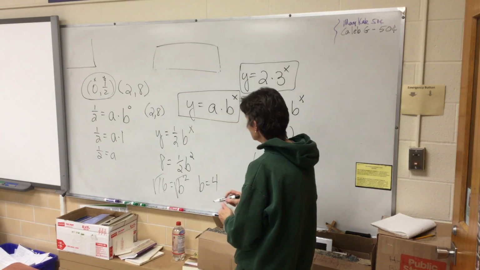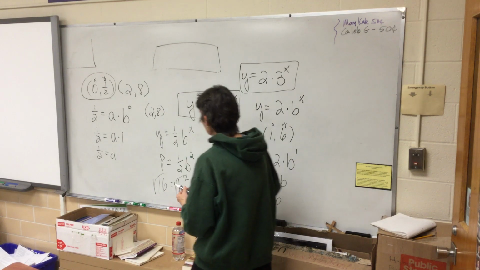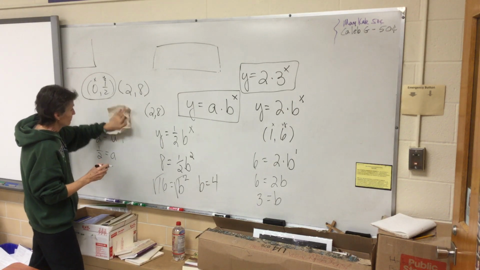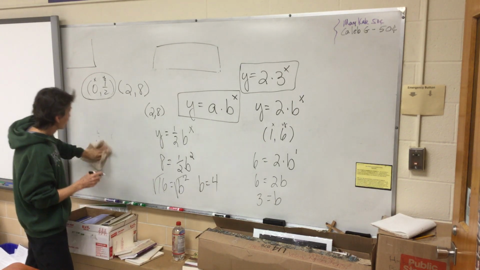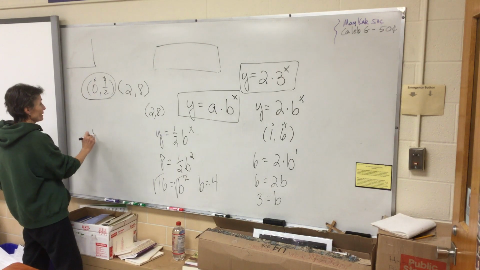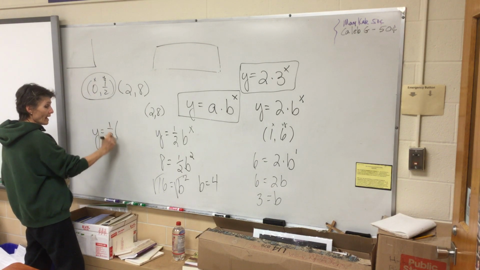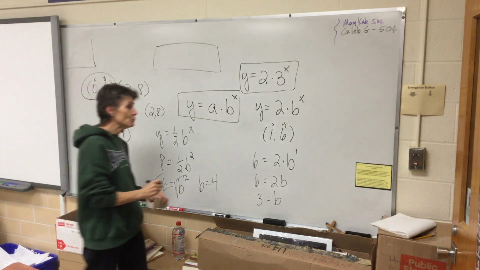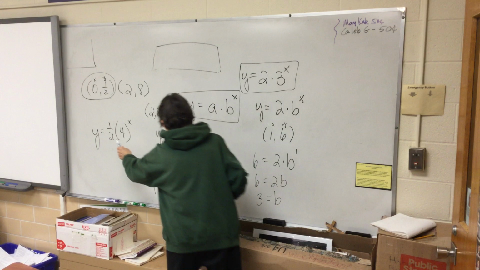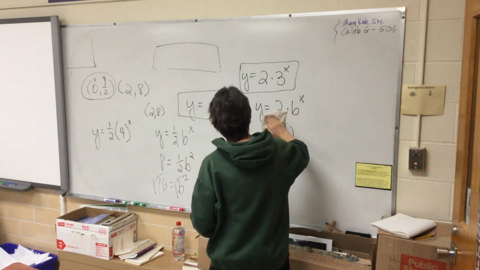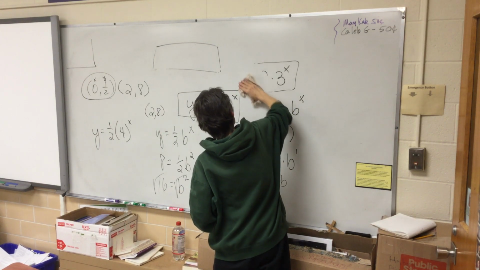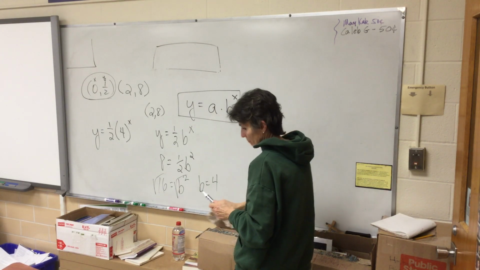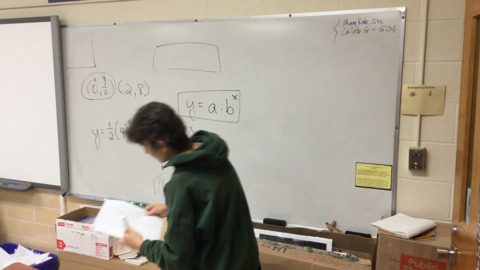That's exactly right. So we will write our final answer to problem, or letter B. Our final answer will be y equals 1/2 times 4 to the x. And we do not multiply these together ever. All right.